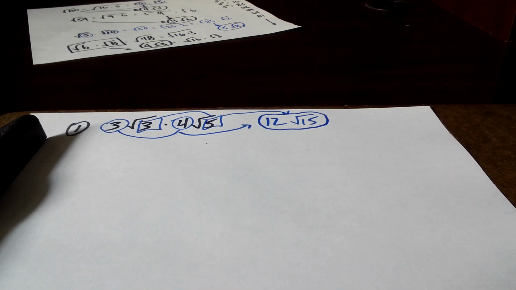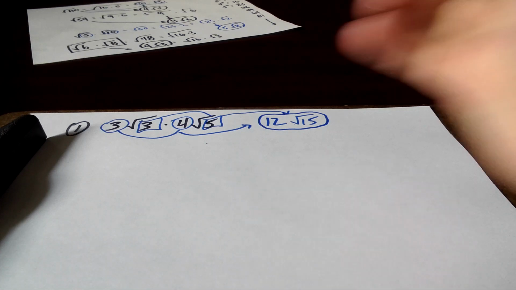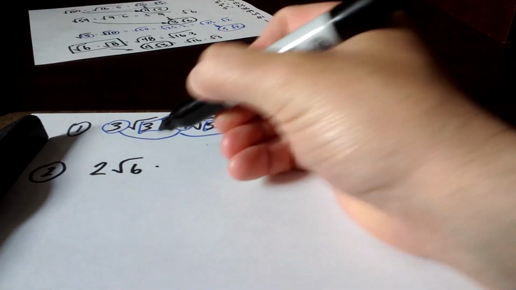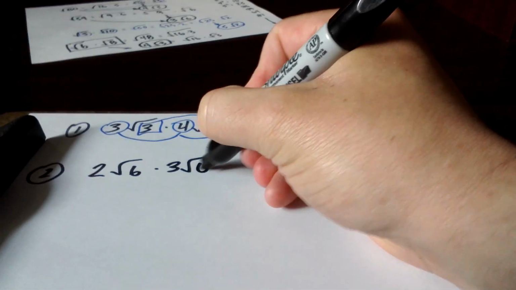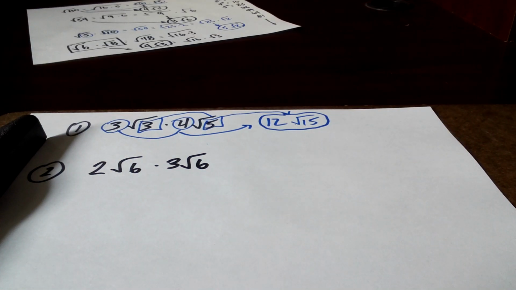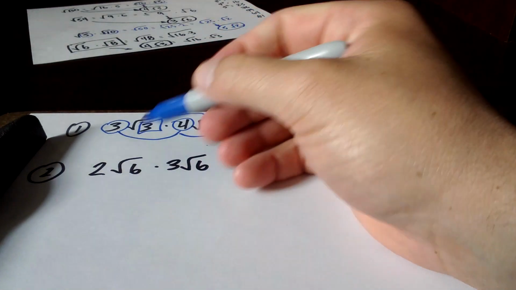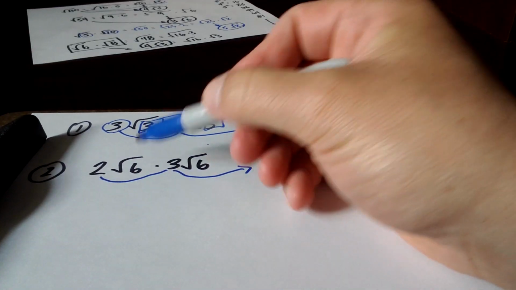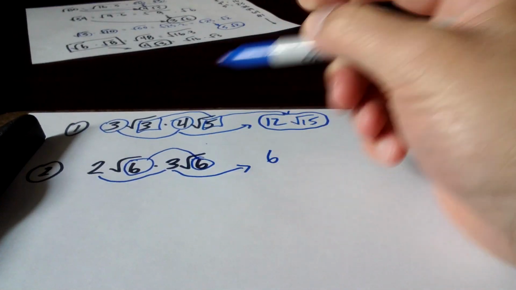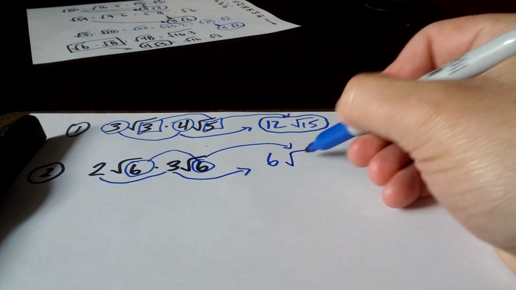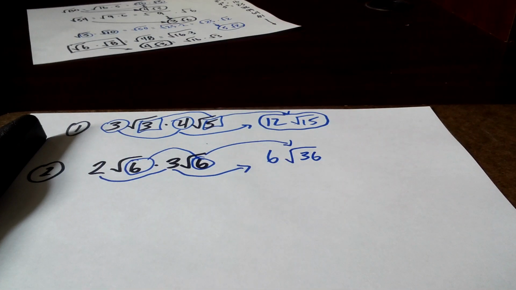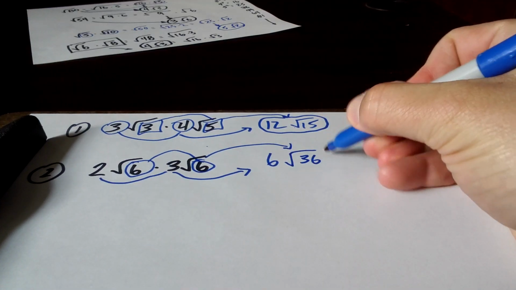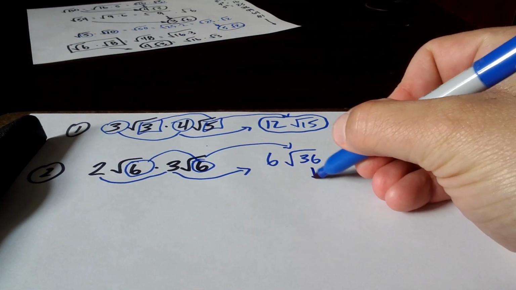All right, let's try another one here. This one is going to be problem 2. We'll say 2 radical 6 times 3 radical 6. Again, what we're going to do is times inside by inside and outside by outside. So 2 times 3 gives me 6. And the inside, 6 times 6 is 36. Now this problem's a little funny, okay? Because we know what the square root of 36 is.